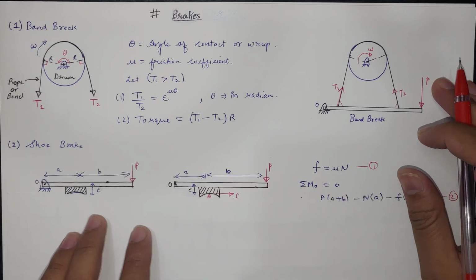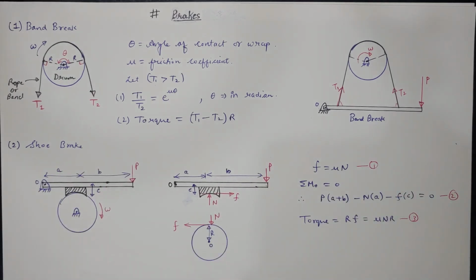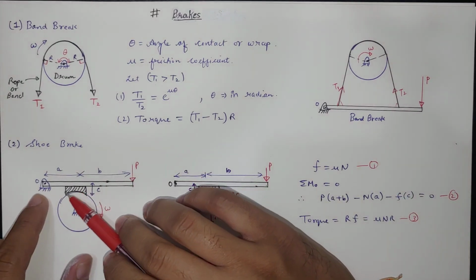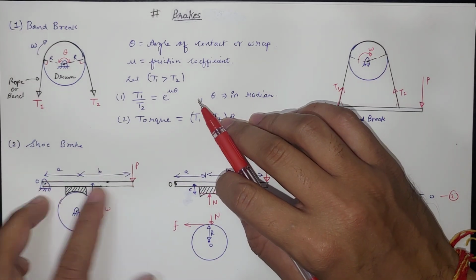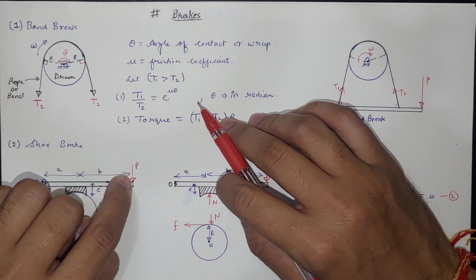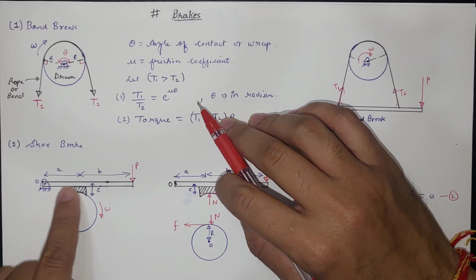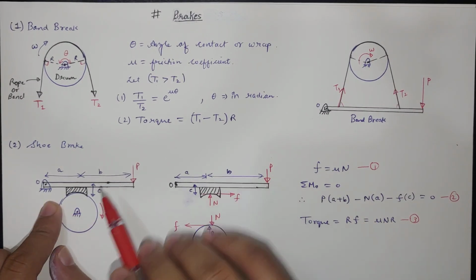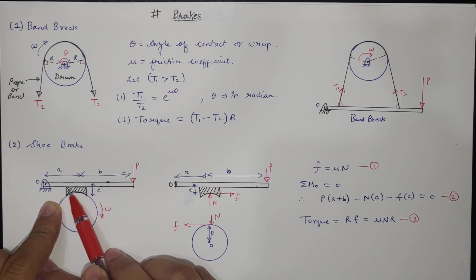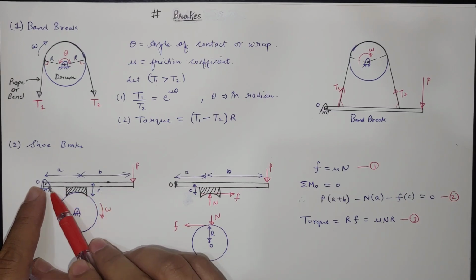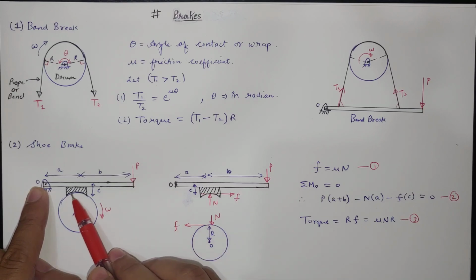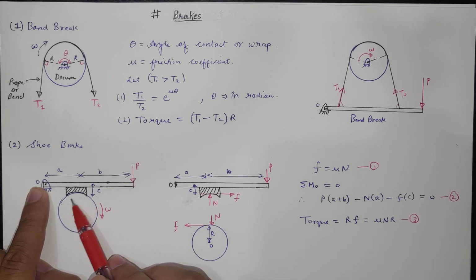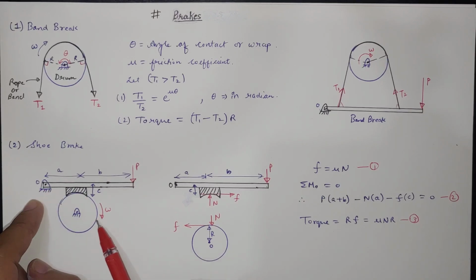And the other brake we will see is the shoe brake. So in the shoe brake, if we look here, there is the same lever which is hinged at O, and we have to apply load at point P. Now there is one drum which is rotating with angular velocity omega, and there is the shoe. This hashed part is the shoe which is attached to this lever, and when we apply the load P, this will have a normal force on the drum, and due to friction it will try to stop the drum. So this is how we apply the brake.